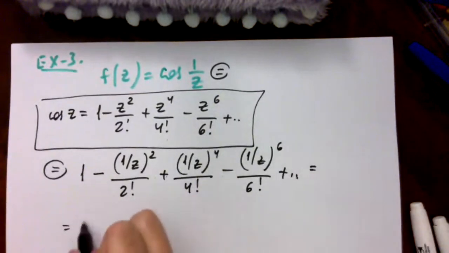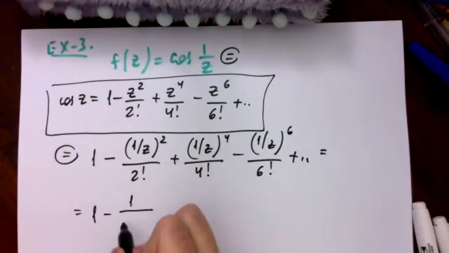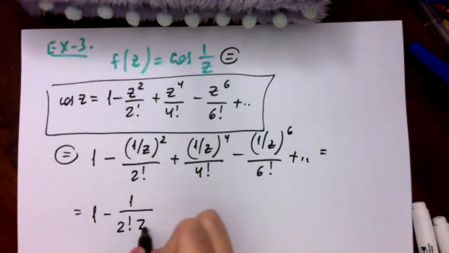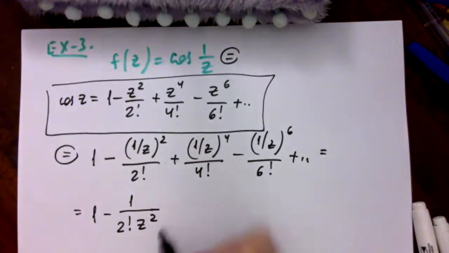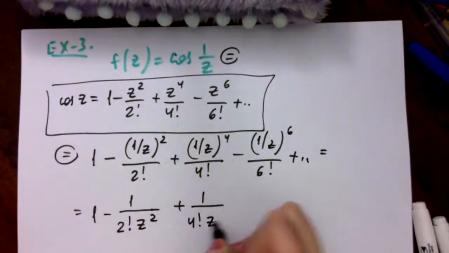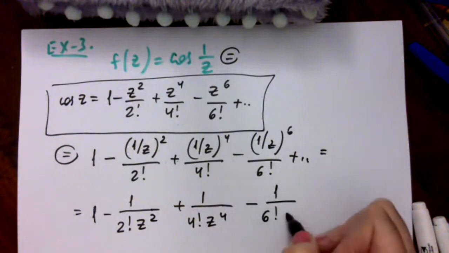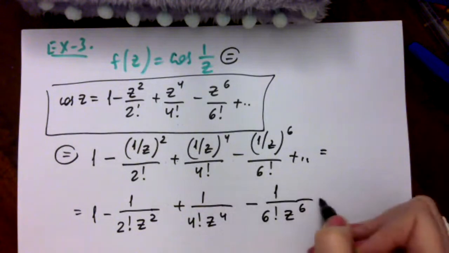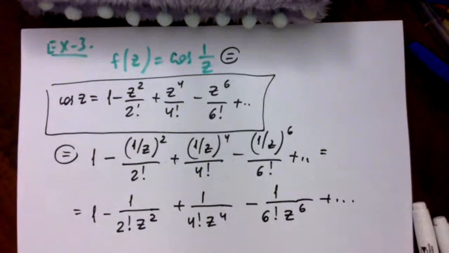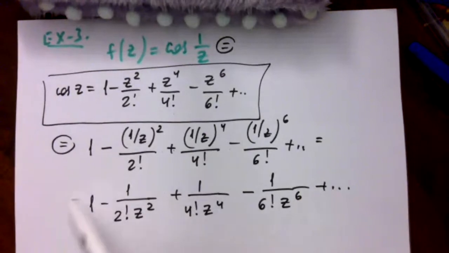Okay, now let's simplify this, because it looks ugly. So we can rewrite it as 1 divided by 2 factorial times z squared in the denominator. Looks much nicer. Plus 1 divided by 4 factorial z to the power of 4, minus 1 divided by 6 factorial z to the power of 6, and so on. So we did get our Laurent expansion. By the way, it contains mostly negative powers, with the exception of the first term, of course.